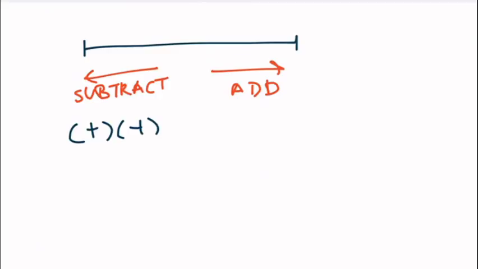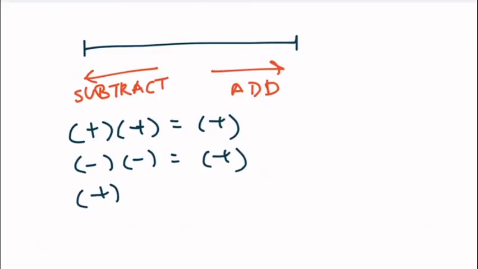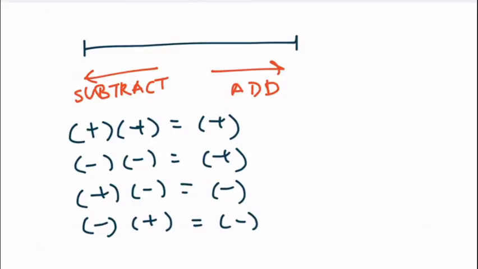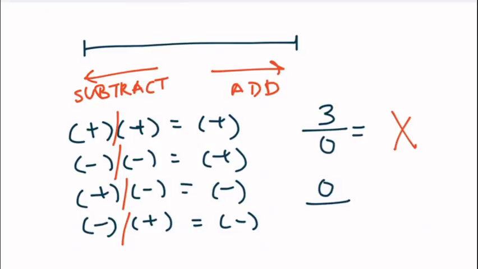Positive times positive is positive. Negative times negative is also positive. Positive times negative equals negative. And negative times positive equals negative. And the same rules apply with division. If you divide these, you get the same results. And you always need to keep in mind that anything divided by 0 is not possible. This is undefined. But you can do 0 divided by any number, and that would equal 0.